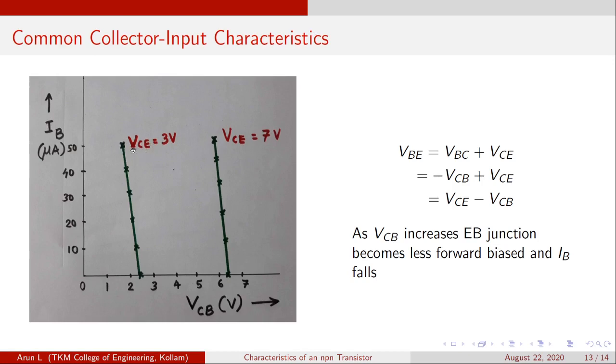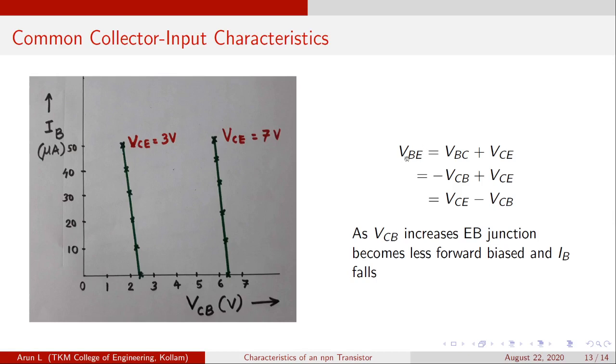But you can see that the shape of the graph is completely different from what we have seen in the previous two input characteristics. So the explanation goes like this. We can write VBE as VBC plus VCE. The base to emitter voltage can be written as base to collector voltage plus collector to emitter voltage, VBC plus VCE, and VBC is equivalent to minus VCB. So I can write VBE as VCE minus VCB. So when I move towards right through the x-axis, VCB increases. So when VCB increases, this VBE will decrease.